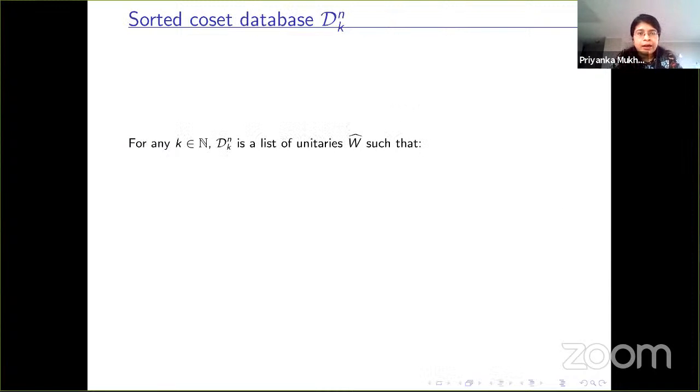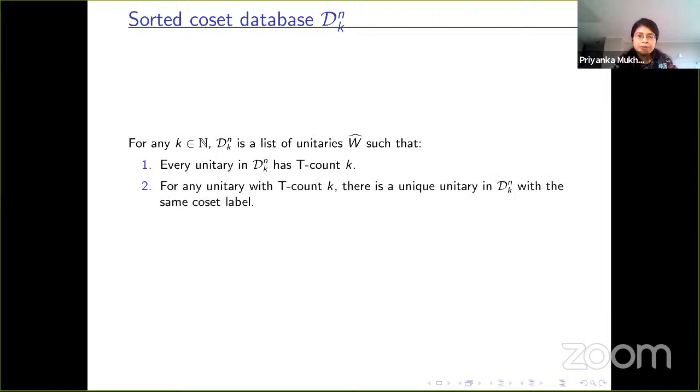Okay. Now, let's talk about the sorted coset database. Now we have calculated the coset labels, and we know how to order them. So we now want to have an ordered database consisting of these labels. For any k, D_k is a sorted coset database, which consists of channel representations of unitaries such that every unitary in this database has T count k. For any unitary with T count k, there is a unique unitary in this database with the same coset label. And this database is always sorted according to the coset labels.